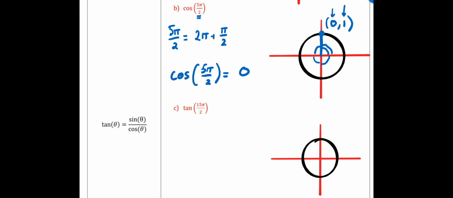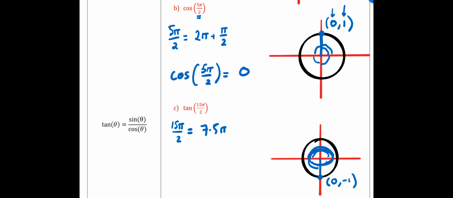Now we can think of the same thing when we get to tan of 15 pi on 2. If we think 15 pi on 2, well, 15 over 2 is 7.5. So I could think of that as 7.5 pi. So 1, 2, 3, 4, 5, 6, 7.5. So we're down at the bottom here. So I know that cos of 7.5 pi, or cos of 15 pi on 2, is going to be 0, because that's the x coordinate. And sine of that will be negative 1.